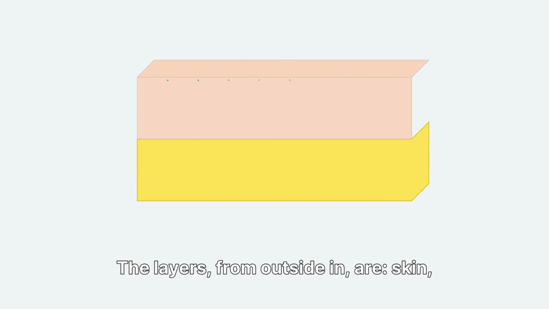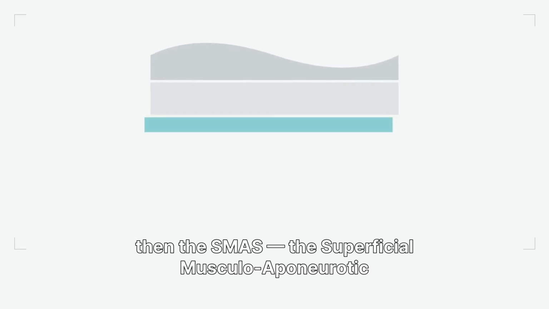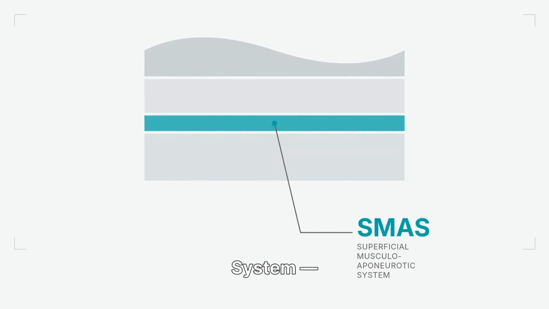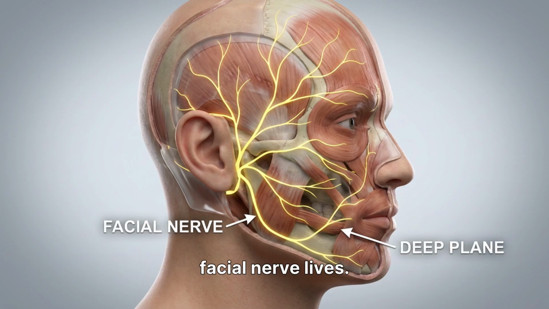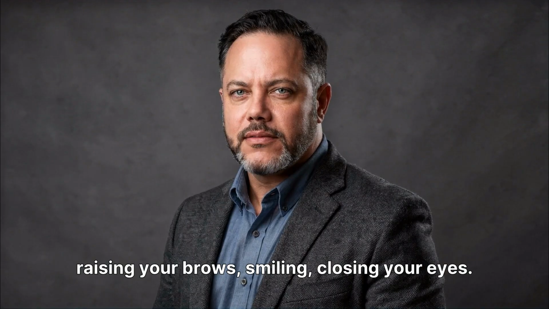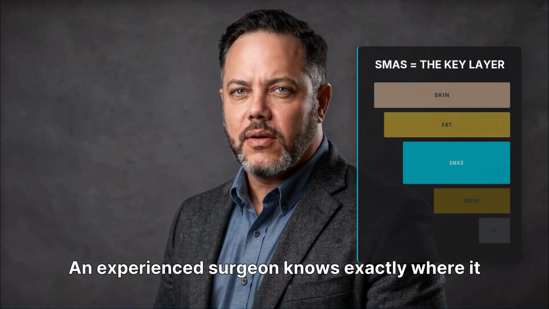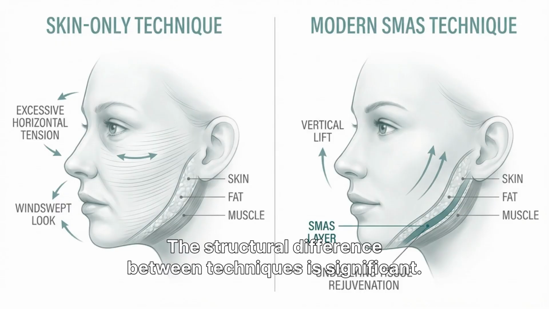The layers from outside in are skin, subcutaneous fat, then the SMAS, the superficial musculo-aponeurotic system. And then we come to the retaining ligaments that hold everything in place. And finally, the deep plane, where the facial nerve lives. That facial nerve is the most important structure in any facelift. It controls every expression you make, raising your brows, smiling, closing your eyes. An experienced surgeon knows exactly where it runs. Protecting it is everything. The structural difference between techniques is significant.